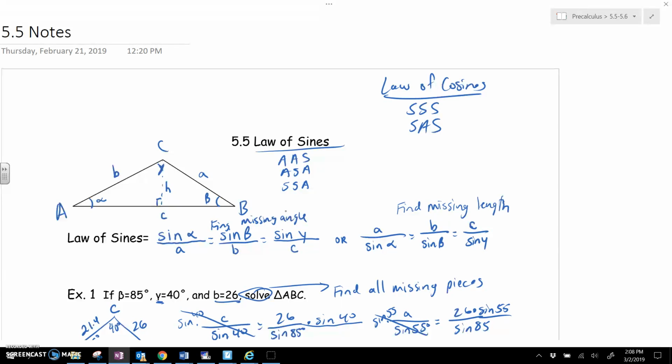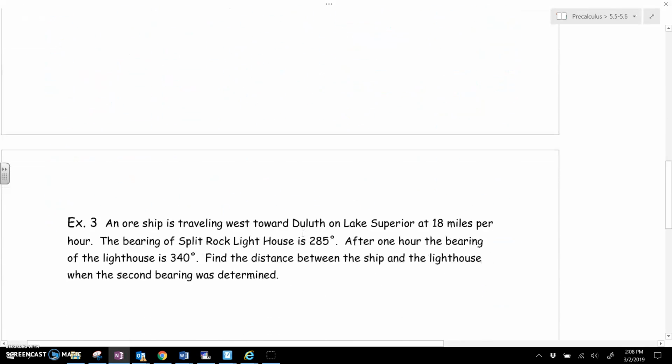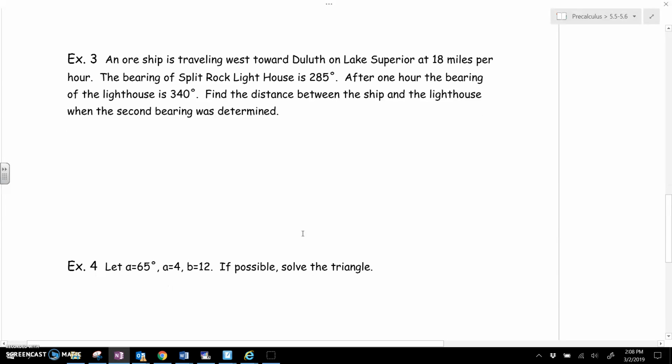So as we move into this lesson, we'll just keep in mind when we would use those things. And before we get into the ambiguous case, we are going to flip to the back side of this worksheet that you've already done examples 1 and 2 of. And we're just going to look at a real world example about using the law of sines.